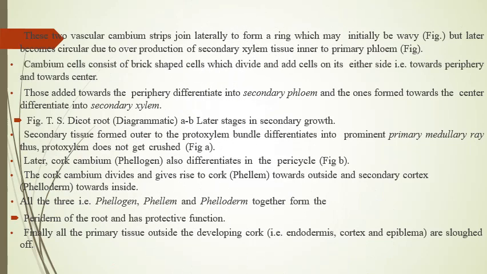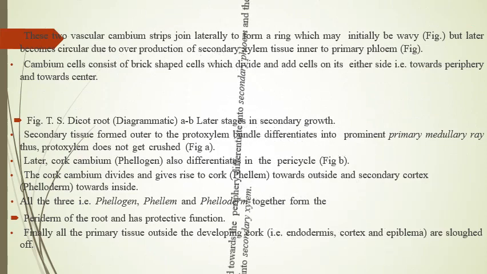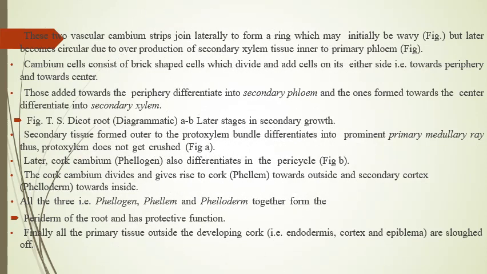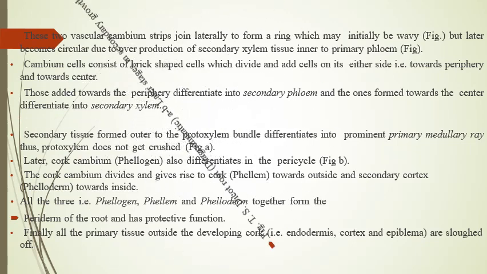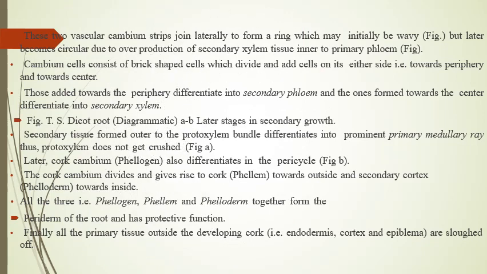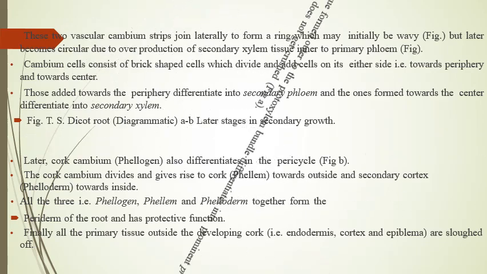Now, the cambium consists of brick-shaped cells which divide and add cells on either side, towards the periphery and towards the center. Those added towards the periphery differentiate into secondary phloem, and the ones formed towards the center differentiate into secondary xylem. So, this is the figure of a TS of dicot root. There are later stages in secondary growth.